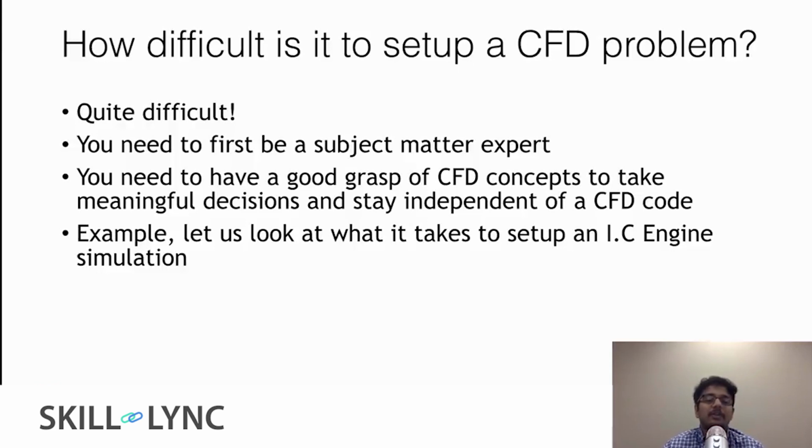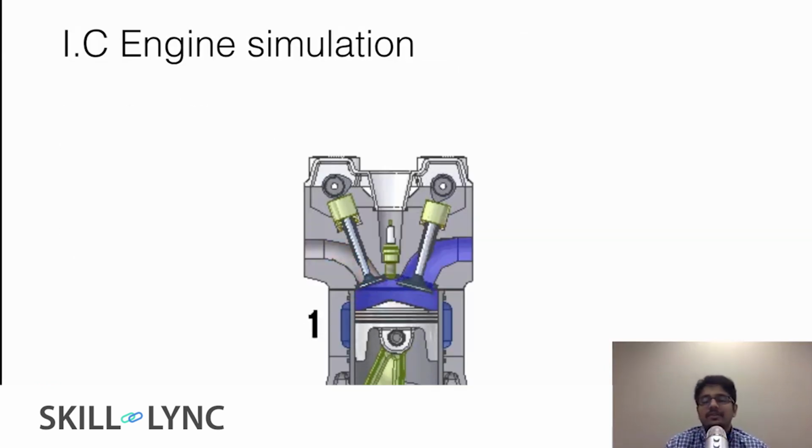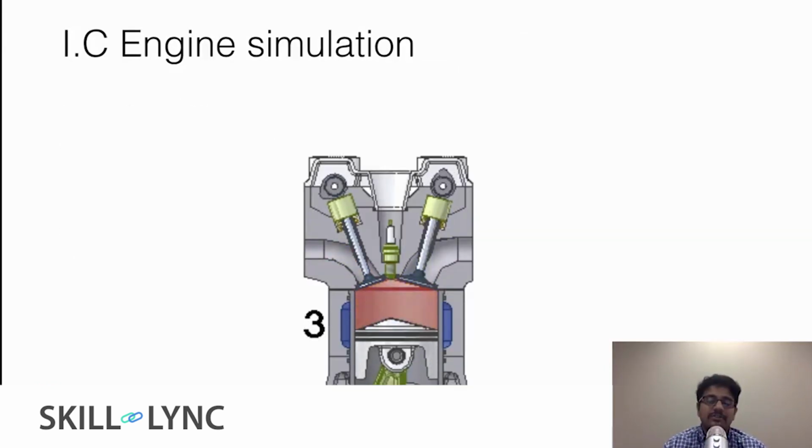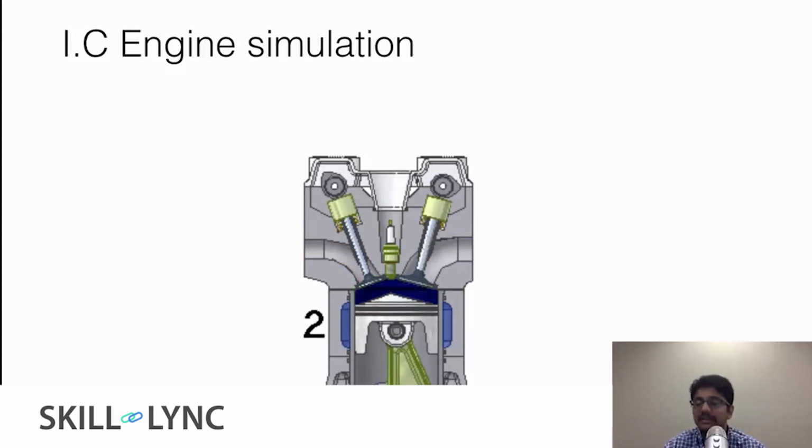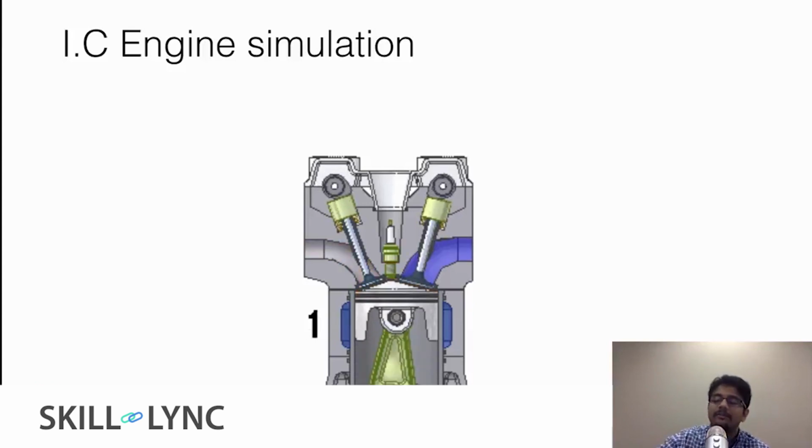To explain all of this, let me take a simple example. We are going to take a look at an internal combustion engine simulation and learn what it takes to actually set up one. Here I have this image from Wikipedia, which shows the processes that are involved in a 4-stroke engine. We might have studied this during our undergraduate thermodynamics course. It looks very simple. The concepts are fairly easy. But then what does it take to actually simulate something like this using CFD?